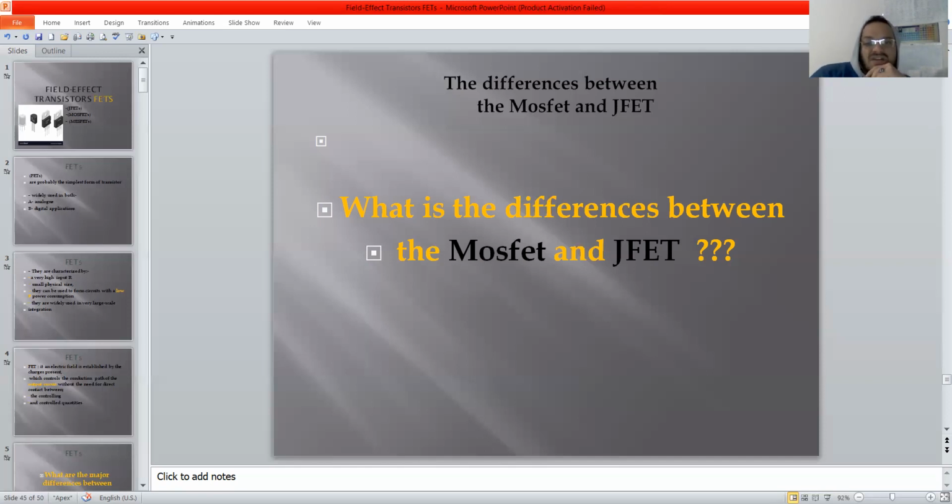The field effect transistor is a voltage control device, but the bipolar junction transistor is a current control device. The field effect transistor is a unipolar device, meaning it works with either electrons or holes. Let me use easier words: a unipolar device can deal with just one kind of charge carrier, holes or electrons, not both at the same time.